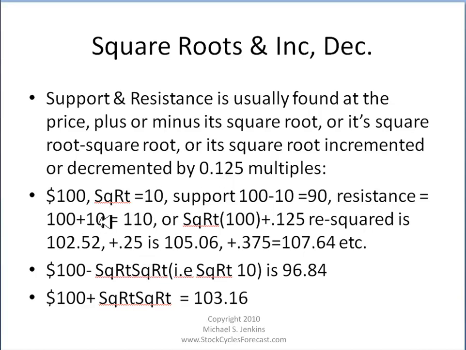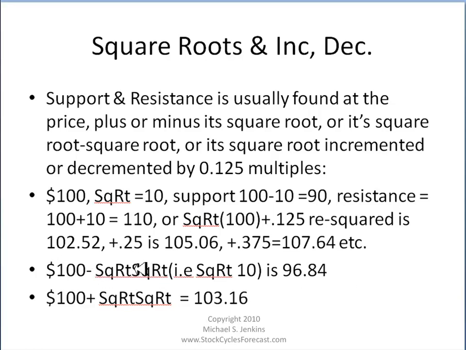We can also take smaller divisions, and we can take a square root of our price and increment it. So the square root of 100 plus 1/8 re-squared is 102.52. If we did the square root of 100 plus 25 cents and re-square it, we get 105. And we can keep re-squaring these levels, and we will find that most of these will come out.